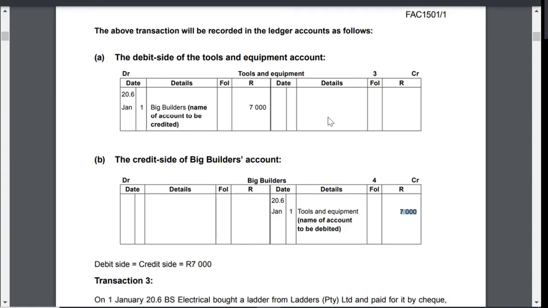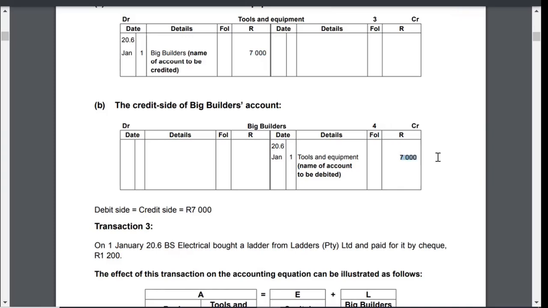And at the end of the day, for every debit, there must be a matching credit. One thing that you always need to remember when you're looking at a transaction: you can never have a transaction whereby there are two debits. Your transaction must always have a debit side and a credit side.